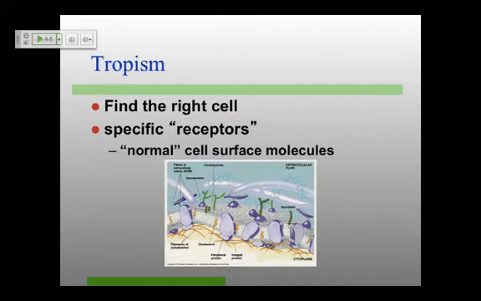First problem, of course, you need to find the right cell. And so this is also what's known as virus tropism. Turns out that there are lots and lots of cells that are out there, particularly if you think about some kind of human virus.